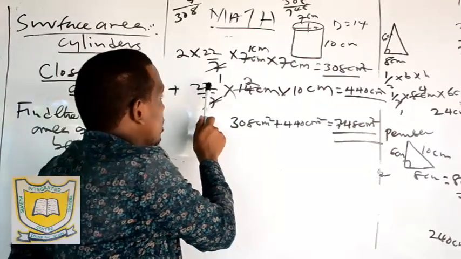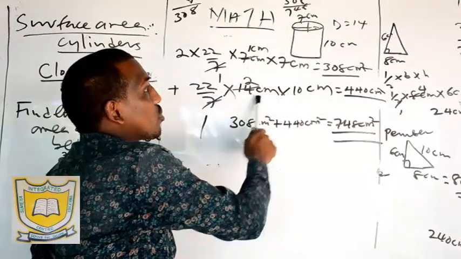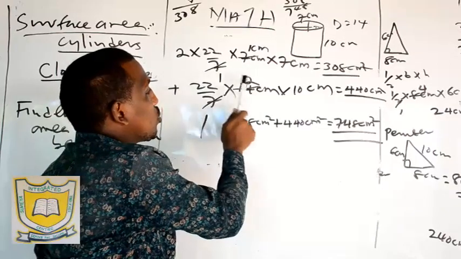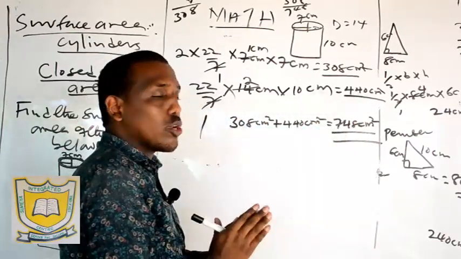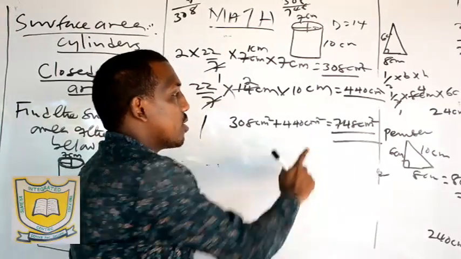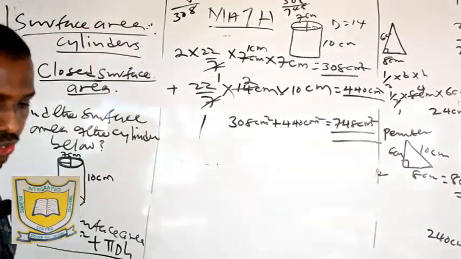So plus πdh: 22 over 7 times diameter. The radius is 7, so the diameter will be 14, times the height, which you are given as 10 centimeters. The 7 goes into 14 two times. 22 times 2 is 44. 44 times 10 is 440 centimeter squared. What do we do? We add now. So 308 plus 440 centimeter squared, you will get 748 centimeter squared. So that's how we solve that question.